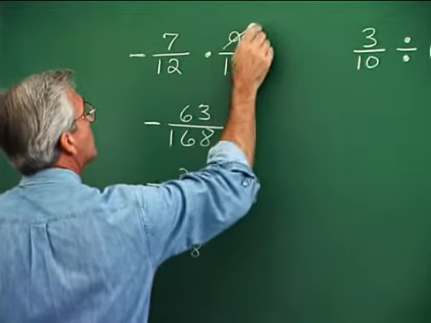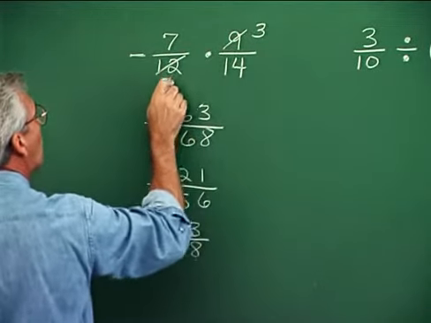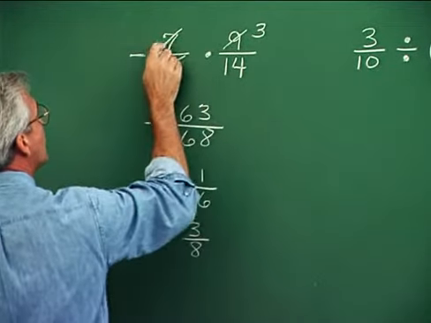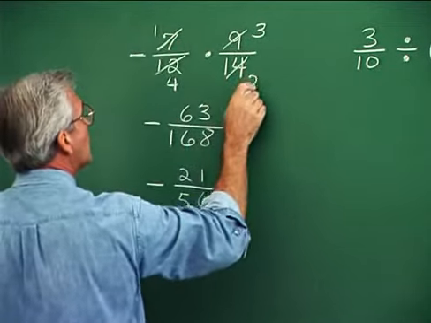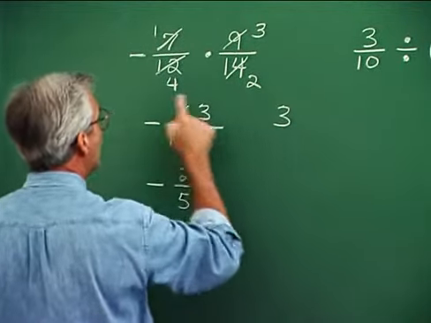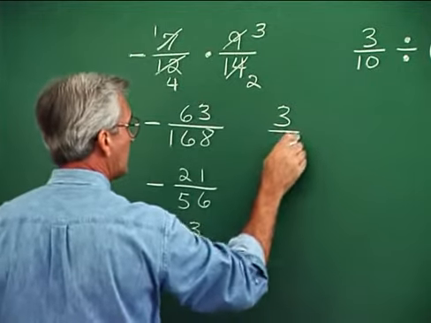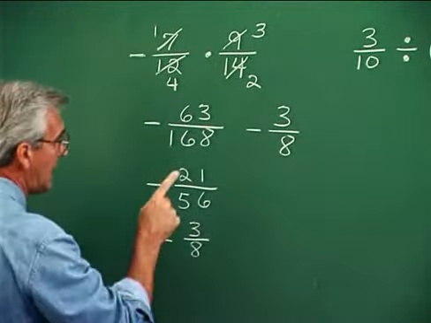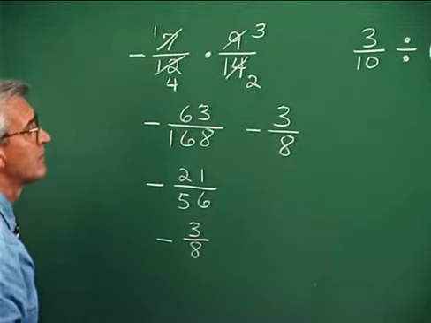3 into 9 goes 3 times. 3 into 12 goes 4. And the 7 and the 14 also, we have a cancellation opportunity. So 7 into 7, 1. 7 into 14, 2. And now multiplying straight across, 1 times 3, 3. And then 4 times 2, 8 for the denominator. And don't forget about the sign. So negative 3/8 for the answer. A lot easier than going through this process.